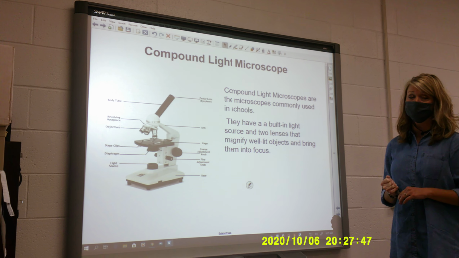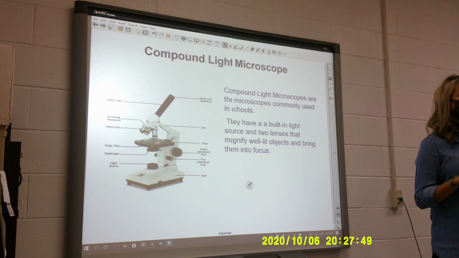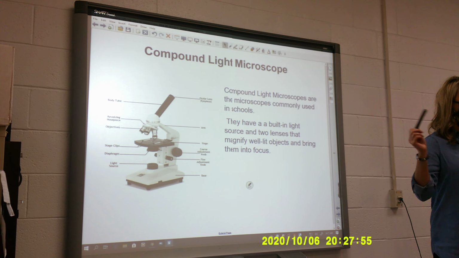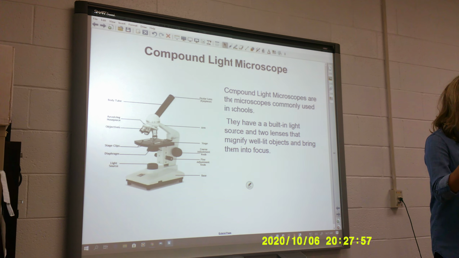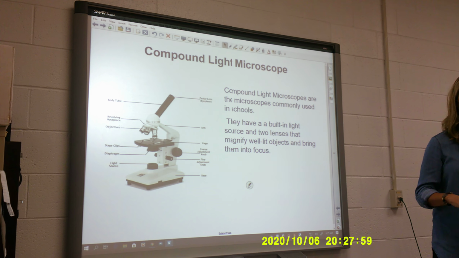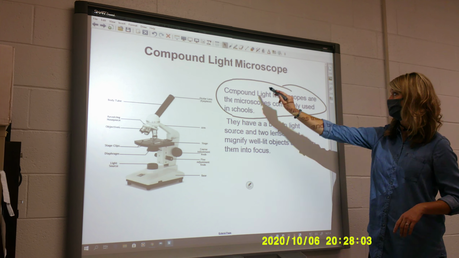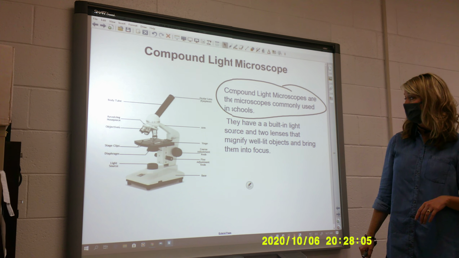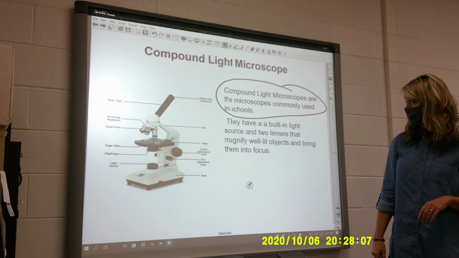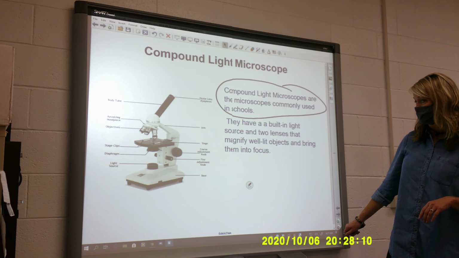Compound light microscopes. These are the ones that we will be looking at. I'll have some slides that you can look at. Also, it's the same ones they have in the high school, so whatever we look at here will be the same ones that you'll be using in the high school. They are compound light microscopes. That's what most schools use. They have a built-in light source, 2 lenses that magnify well-lit objects and bring them into focus.